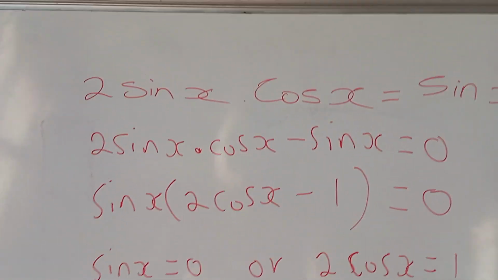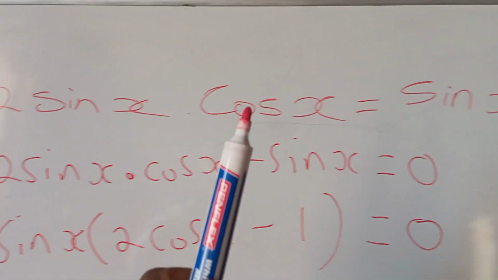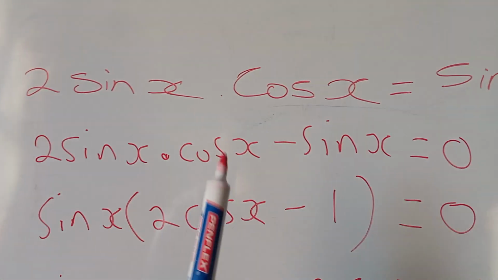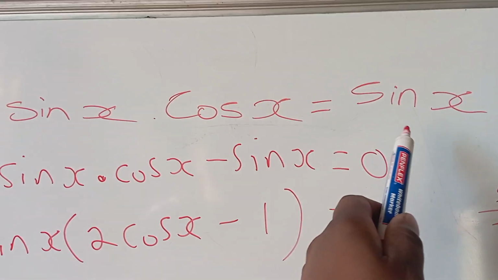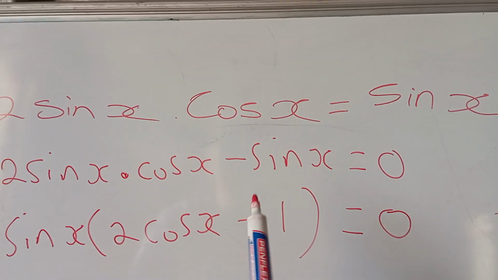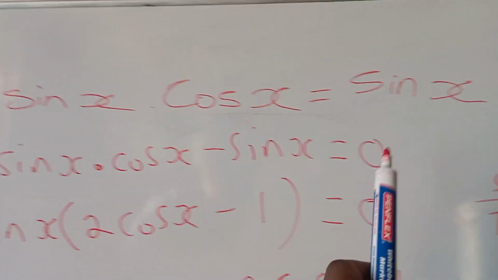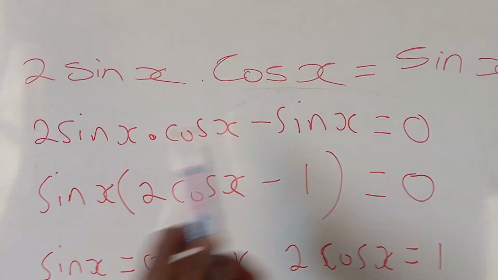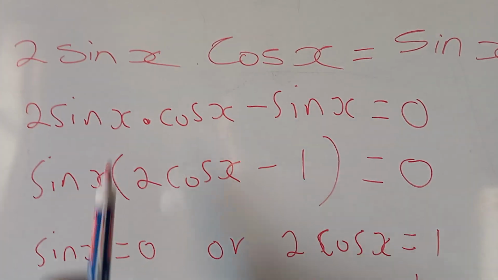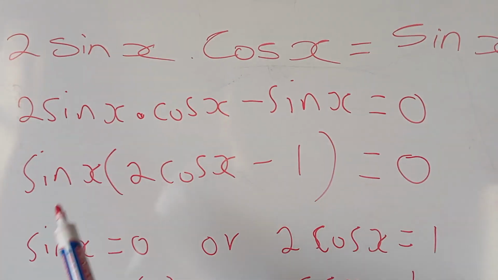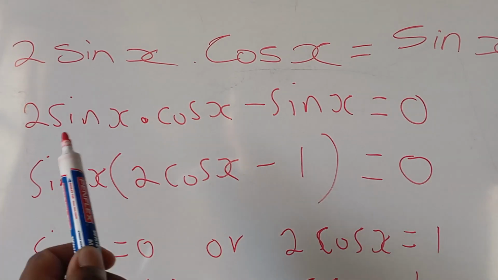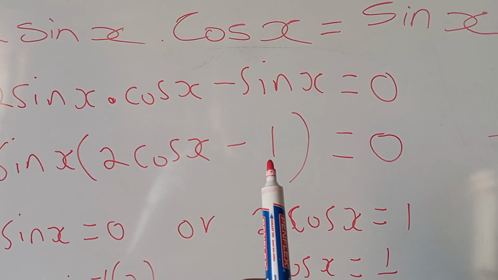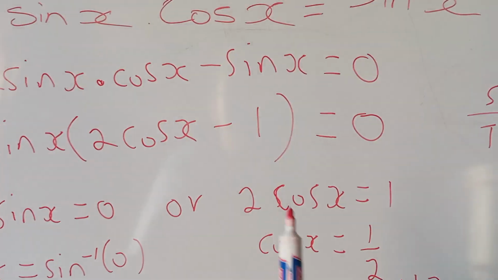So let's quickly summarize. We're having 2 sine x cos x is equals to sine x. So down here, then we had 2 sine x dot cos x. We took the sine x from the other side of the equal sign to the other side. So we changed the sign to negative sine x is equals to 0. Then we factored out, right? We factored out sine x because it's sine x on both sides. So you say sine x bracket 2 cos x, because if you multiply sine x with 2 cos x, we have 2 sine x cos x, right? And then sine x times negative 1 is negative sine x is equals to 0.